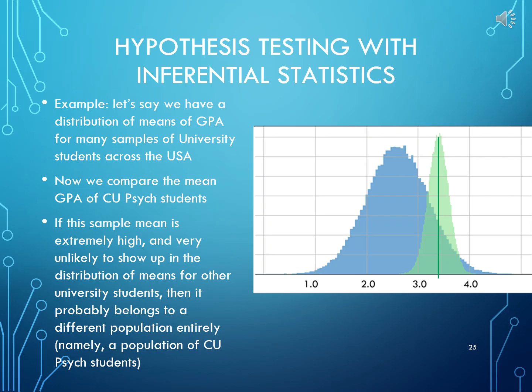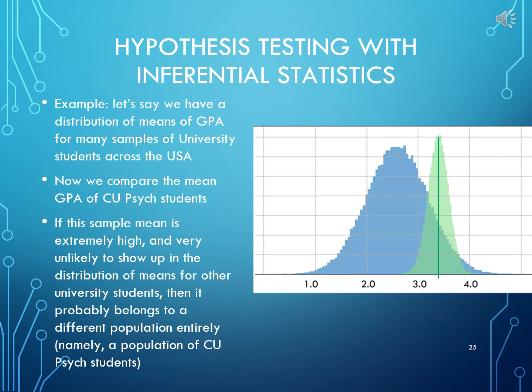Well, it looks like, at least visually, the mean GPA for CU psychology students is quite a bit far to the right of the blue distribution. It's quite far to the right, meaning it's an extreme value. It's a bit of an outlier, and it would be improbable, unlikely that we would see such a high average GPA if in fact CU psychology students were just like all other university students.